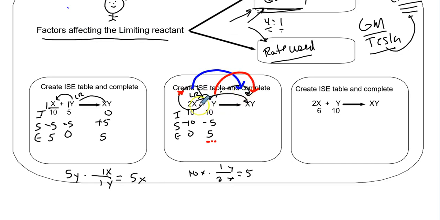So I'm going to use this guy. It's a 2 to 1 ratio, same thing, plus 5. 2, 1, 1, 10, 5, 5. Okay, this is my end result.